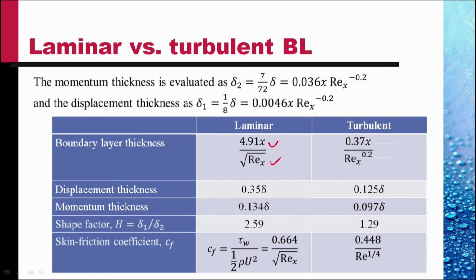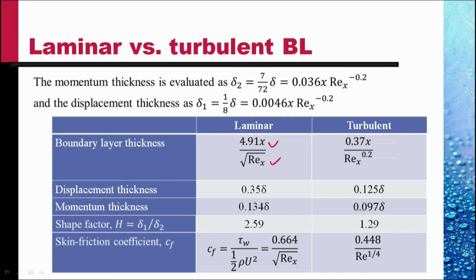The displacement thickness in laminar flow is about 1/3, a little more than 1/3 of the boundary layer thickness, but in the turbulent flow, it is only 1/8. The deficit momentum is much less, or the displacement is much less. The deficit of mass flow is much less. Similarly, the momentum thickness from 0.134 reduces to 0.097. The shape factor reduces from 2.59 to 1.29. Turbulent flows are less likely to separate.